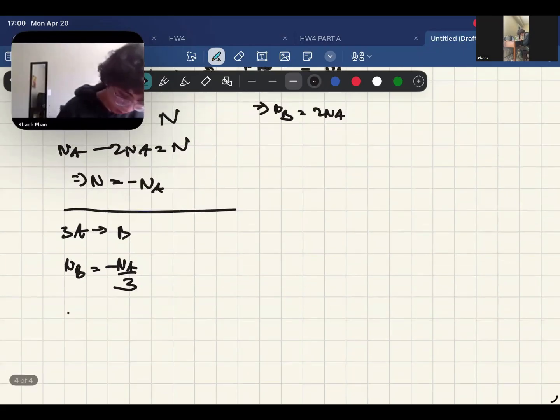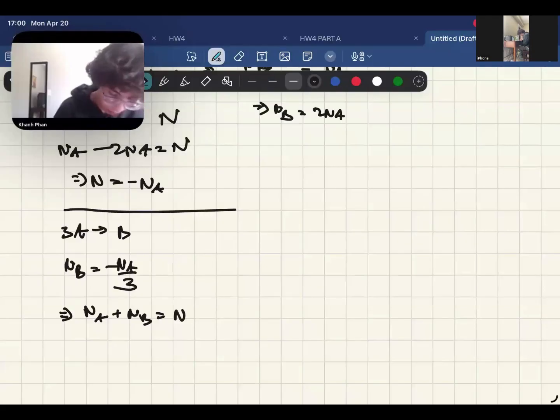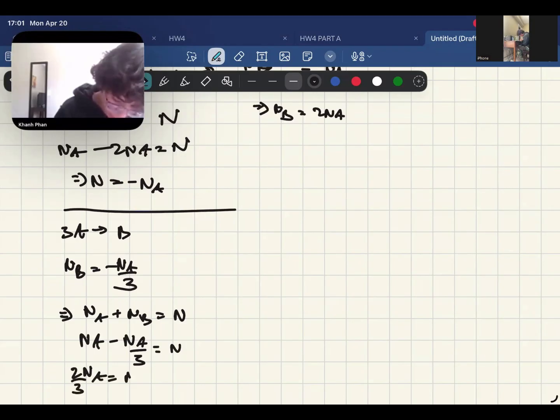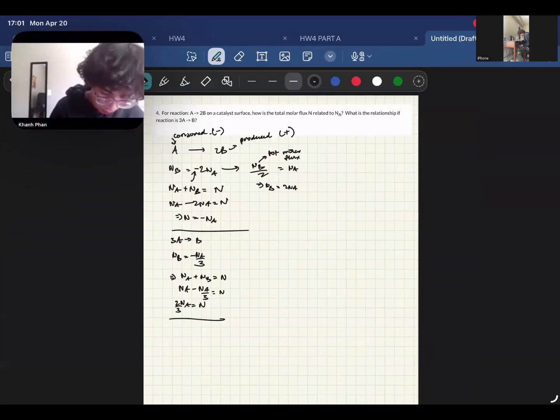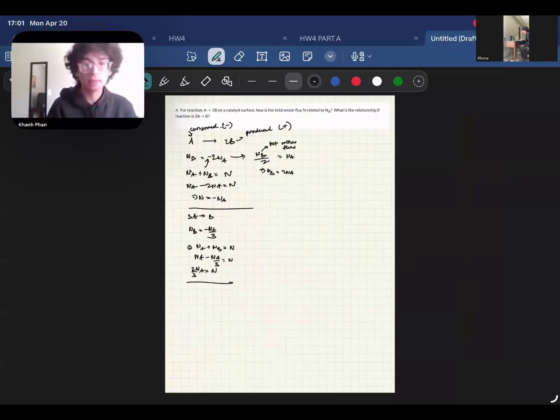And then when you do the total molar flux Na plus Nb equal to N, we plug in Nb. So we have Na minus Na over 3 equal to N. So we would have 2/3 of Na is equal to the total molar flux. So that's the relationship of what we have over here. Thank you for listening.